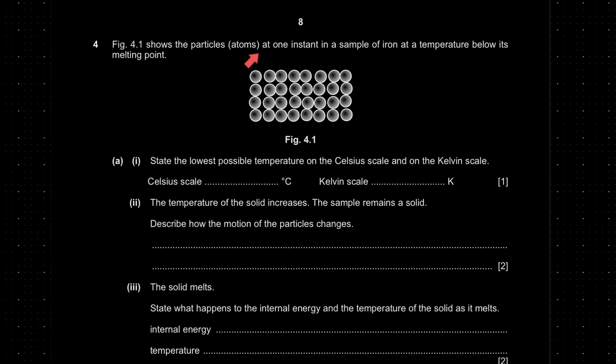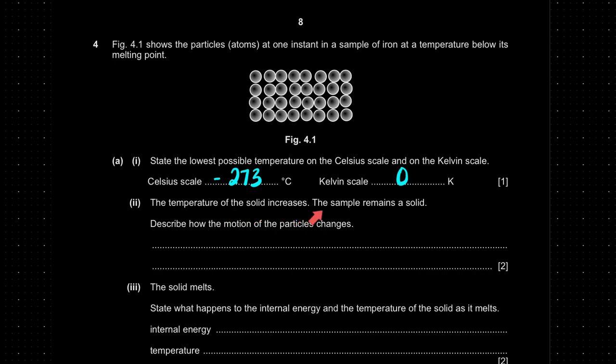3.1 shows the particles at one instant in a sample of iron at a temperature below its melting point. State the lowest possible temperature on the Celsius scale and on the Kelvin scale. So we know on the Kelvin scale, the minimum temperature is 0 Kelvin, which corresponds to -273 degrees Celsius.